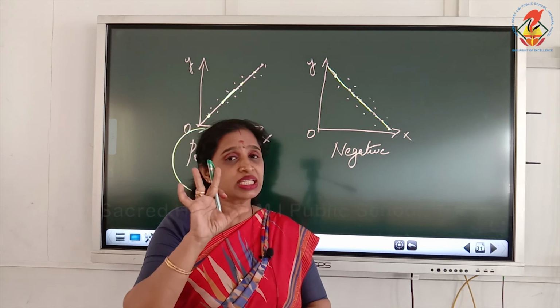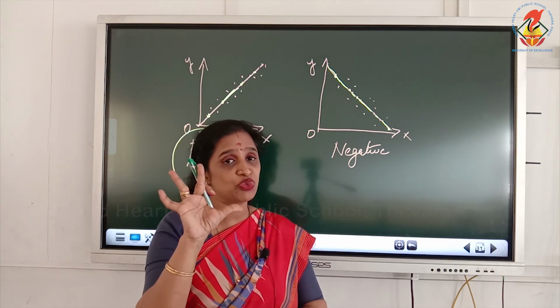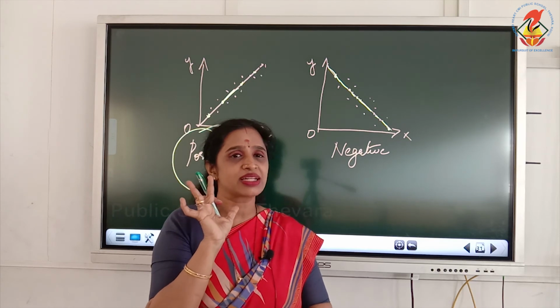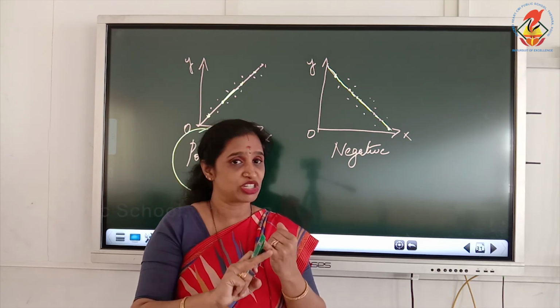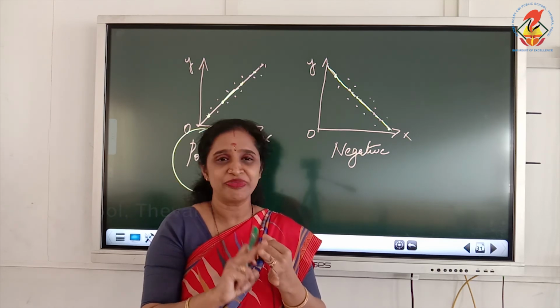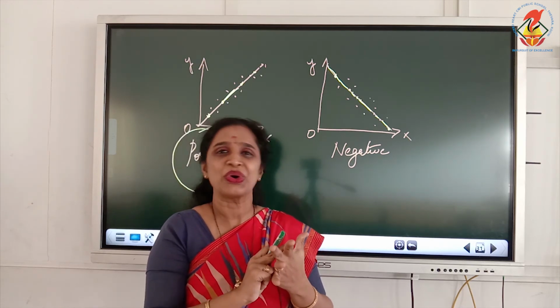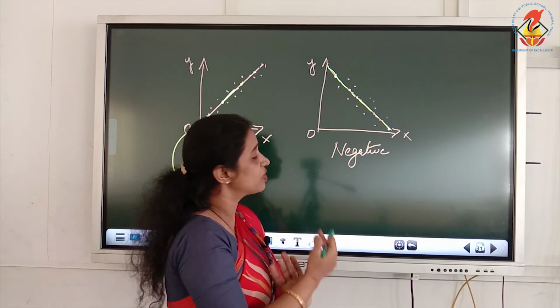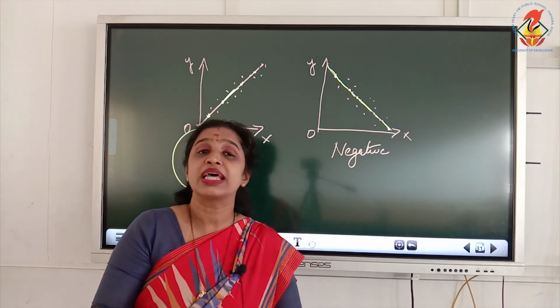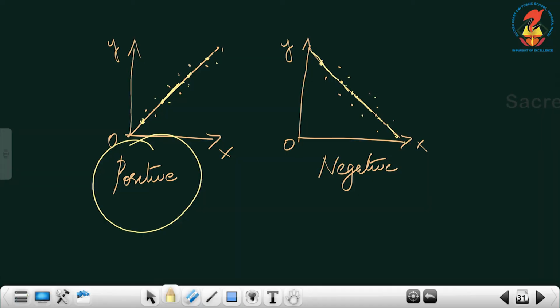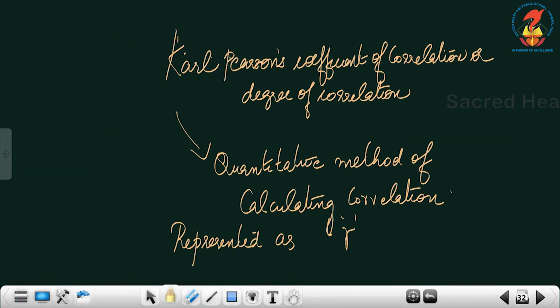So, these are the 5 degrees of correlation which we can represent with the help of a scatter diagram. With the scatter diagram, we can represent perfect positive, perfect negative, absence of correlation, positive and negative correlation. This is what the scatter diagram represents, a diagrammatic representation of the relationship between the variables. So, the first method is over.